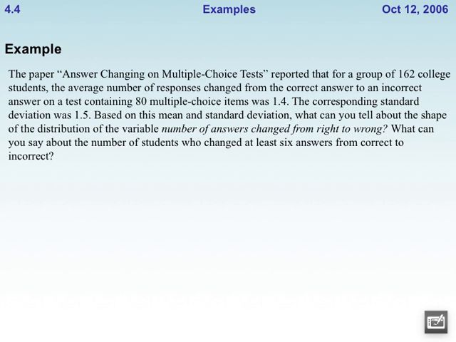Okay, so here's what they're telling us. You have a bunch of college students that took an 80 question multiple choice test. They looked at how many times you changed your answer from correct to incorrect, and found that the mean was 1.4 and the standard deviation was 1.5. They want to know, what does that show us about the shape? What's the only shape that we know how to do anything with right now? Normal, right? That's all that we've done this section. We've done normal and then everything else. So really they're asking you, is this distribution normal?